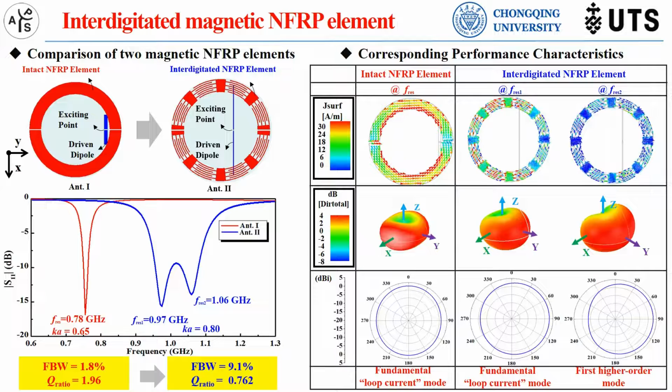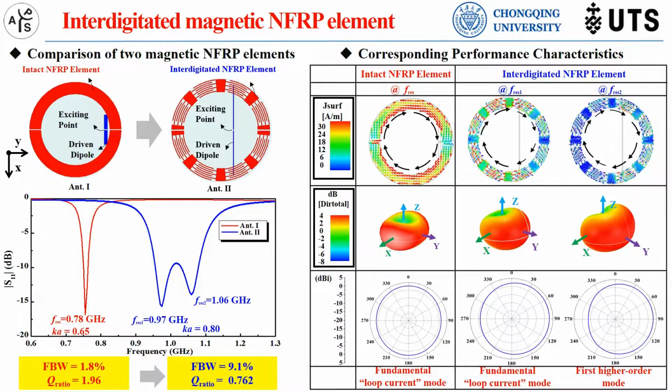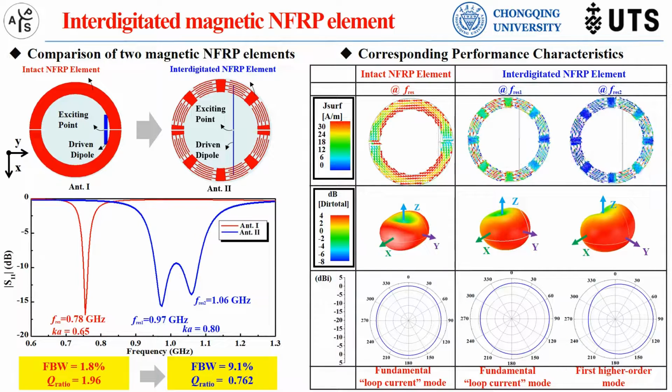The surface currents on the interdigitated near-field resonant parasitic element at the lower frequency point are basically the same as those of the intact one, confirming that it is operating in its fundamental mode. And at the higher resonance frequency, it is identified that it is operating in its first higher order mode. It is also clear from the bottom right plots that these two resonances have reasonably stable realized gain patterns.